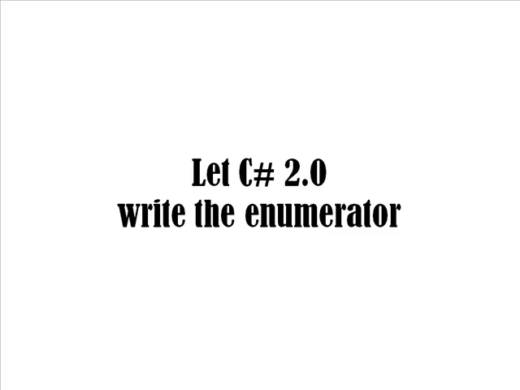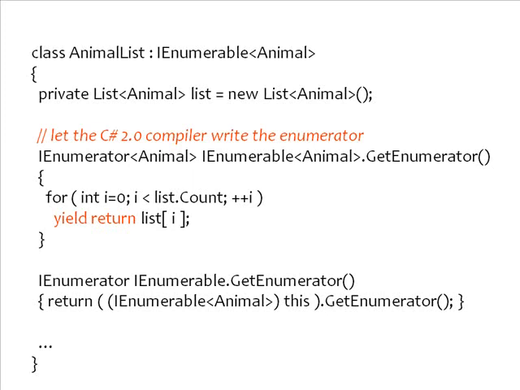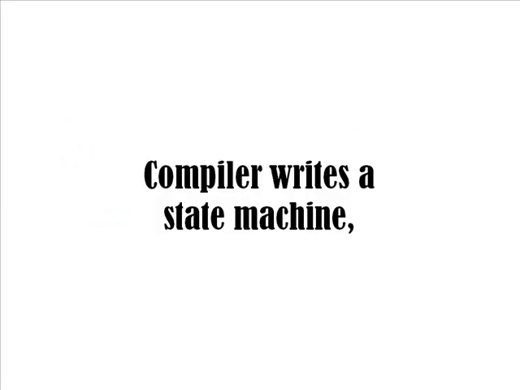Enter iterators. We're going to let the C# 2.0 compiler write the enumerator for us. So let's consider that same animal list collection class. It's a collection of animals, so it still inherits from IEnumerable of animal. And I'm going to let the compiler do the writing for me. So in my getEnumerator method, in the body of that method, I'm going to write an iterator. The iterator is indicated by the new keyword yield. The new keyword yield means the compiler is going to write a state machine and maintain that state, and every time it executes, it's going to pick up execution where the previous yield left off.